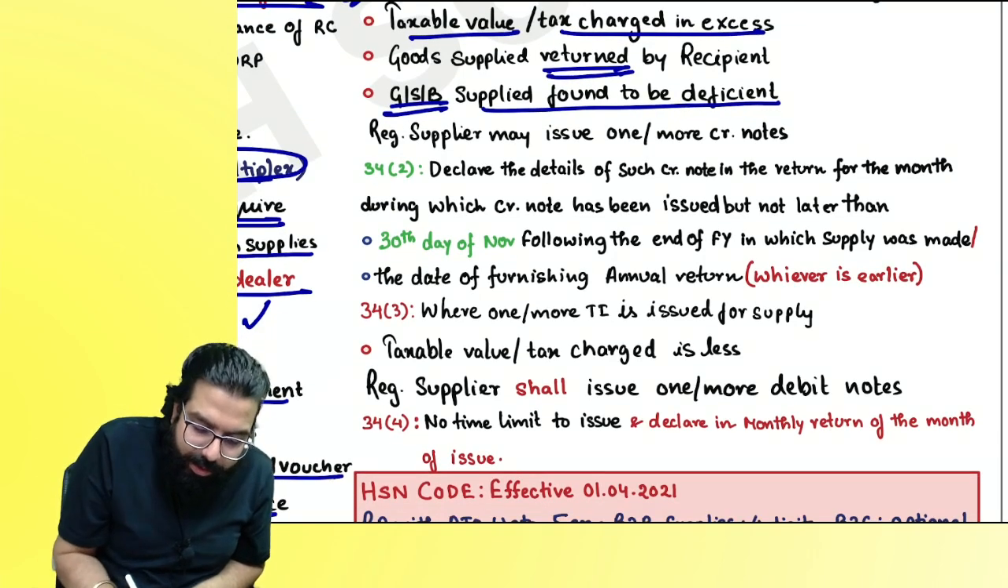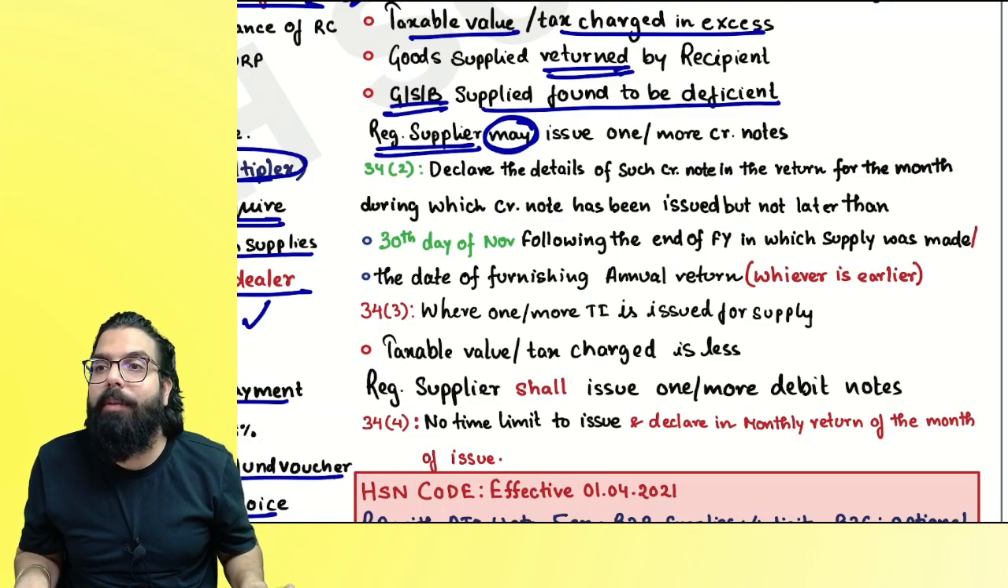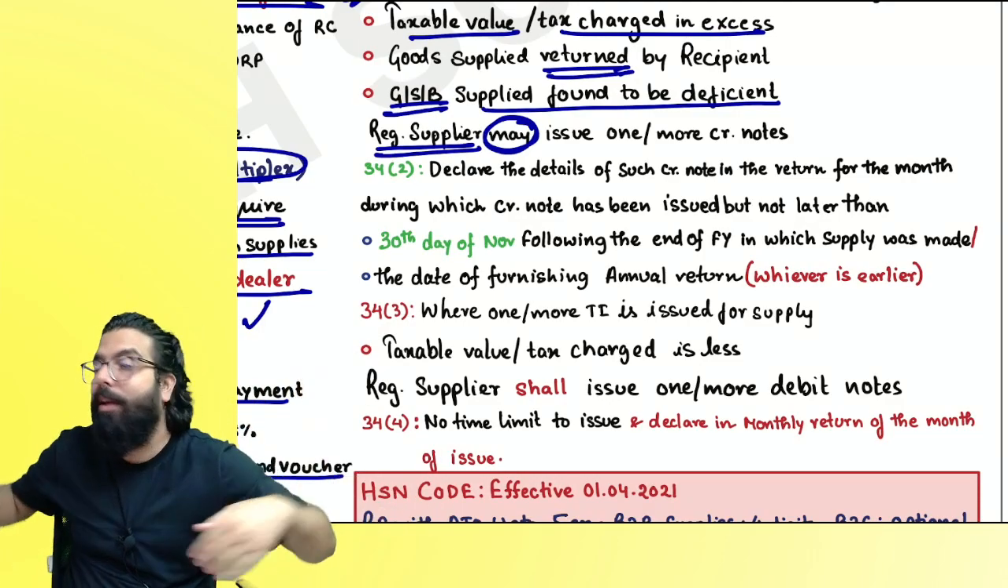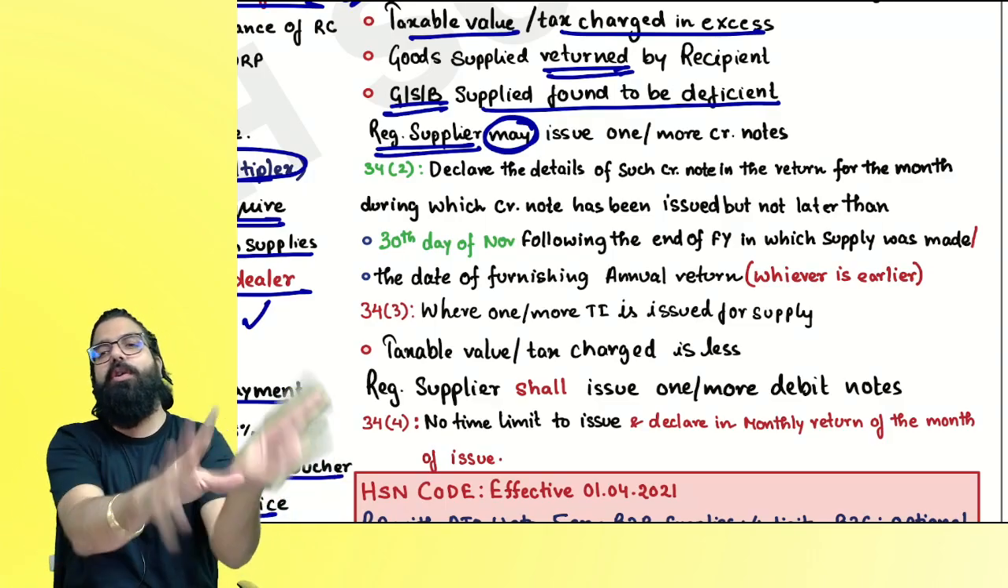Then, registered person may; it is not mandatory. Why? Because a credit note will reduce the liability. The government says you will take back. Who wants to give back? The government told, up to you. If you want, you issue.